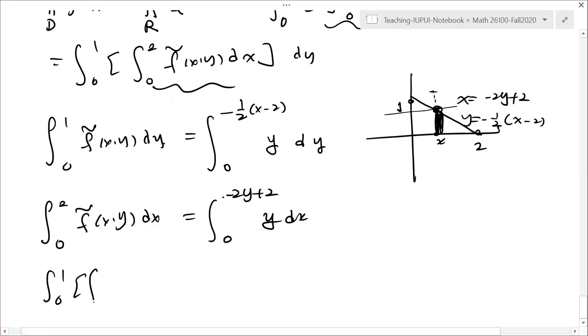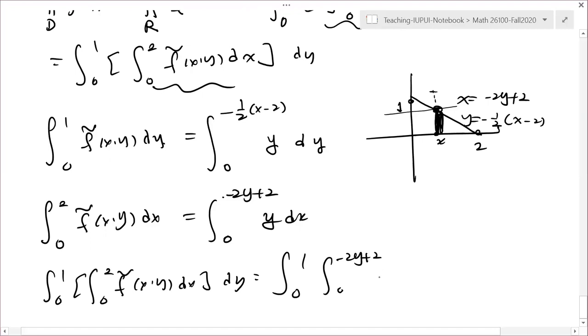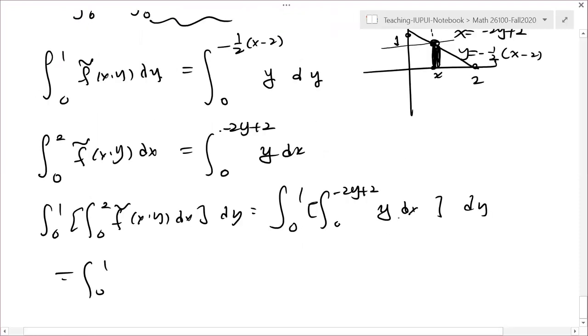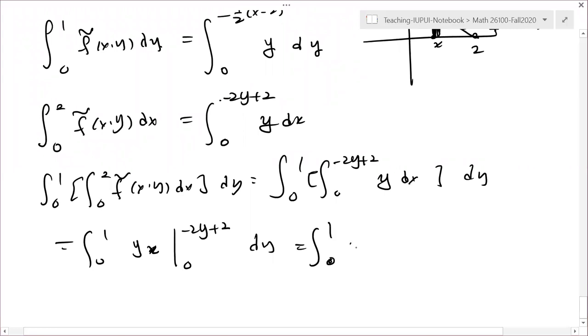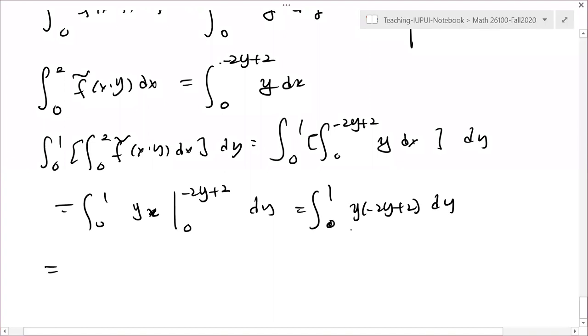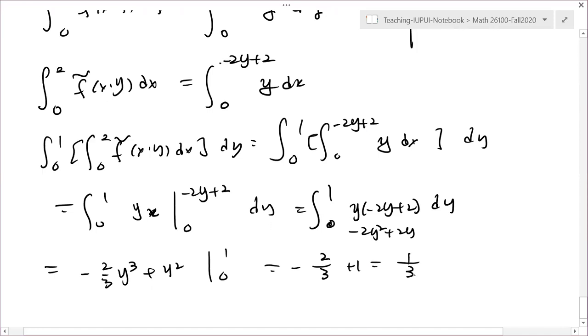So for the iterated integral, let's use the second one, and that is going to be from 0 to negative 2y plus 2, y dx and dy. The antiderivative of y with respect to x is just yx. When you plug this in, I get y times negative 2y plus 2 dy. Finally, I multiply this out. I get the antiderivative negative 2/3 y cubed plus y squared evaluated at the endpoints. So I get negative 2/3 plus 1, so that's 1/3. 1/3 is our answer.